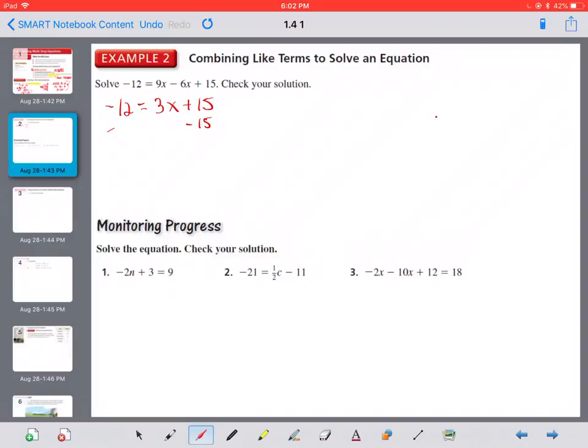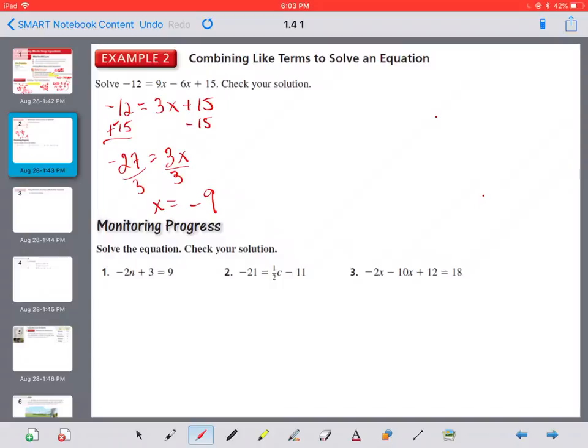So what we can do is isolate, do the SAD MEP. Move the 15. To move it, we subtract 15 from both sides. That gets more negative. So that's negative 27 equals 3x. That's multiplying. The opposite is divide. So we're going to divide by 3. I promise that's a 3. So x is negative 9.